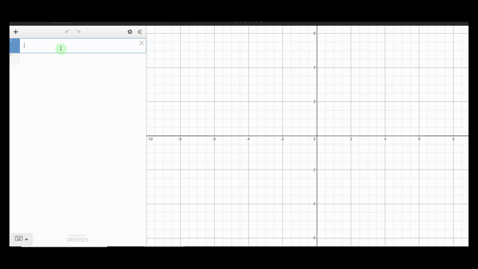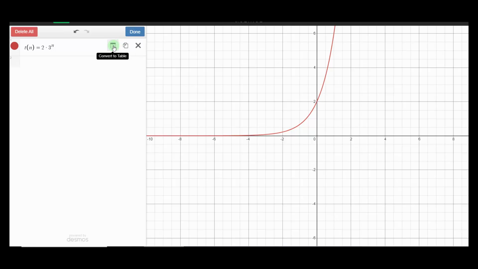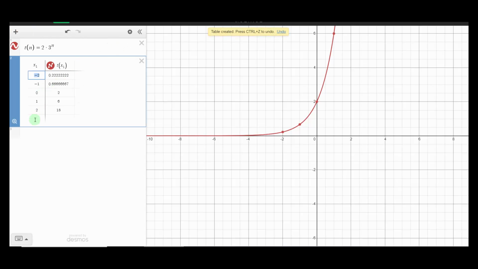All right, so when we get to Desmos, you're going to be on this screen. You just want to type in your equation just as you built it. So we're going to say T of n equals 2 times 3 raised to the n power. Remember, to get that n there, I just did a Shift 6, so that should put you up in the exponent. Then if you hit this little gear wheel here, it says Edit List, and you'll notice some things pop up, and it says Convert to Table. So we're just going to click that, and you'll see that a table starts here.